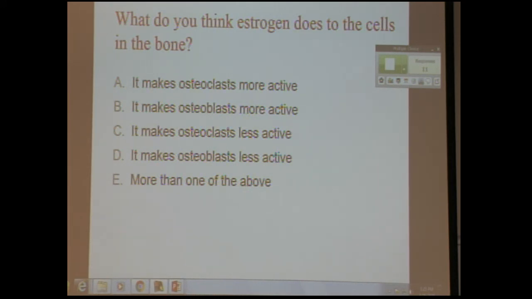All right, so what do y'all think? So it is E there. Estrogen makes osteoblasts more active and osteoclasts less active. So it promotes a stronger bone, basically. So when you lose estrogen, it becomes opposite. Your osteoclasts become more active than the osteoblasts. You start losing bone mass there.